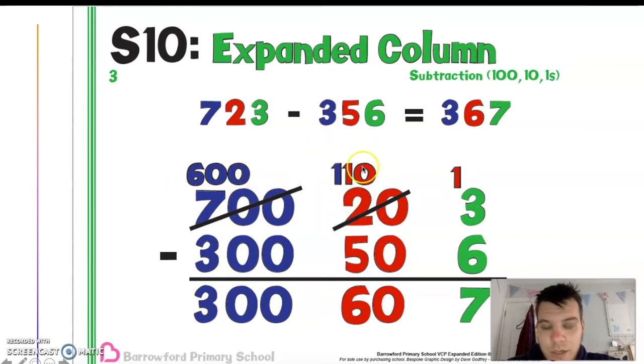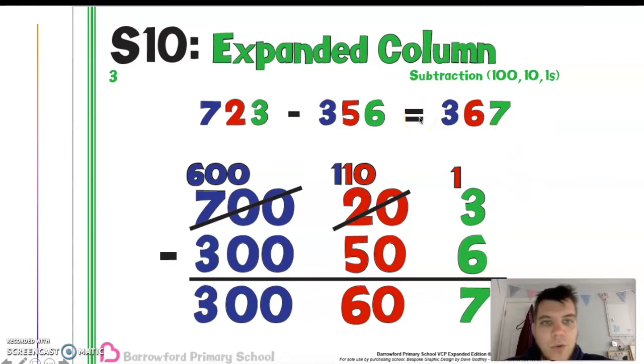Now I'm in a position where I can do my calculation properly. 110 take away 50 gives me 60, and then 600 take away 300 gives me 300. So I can recombine those to get my answer of 367.